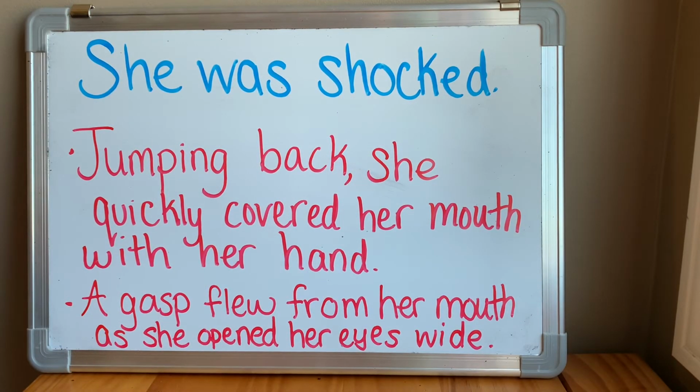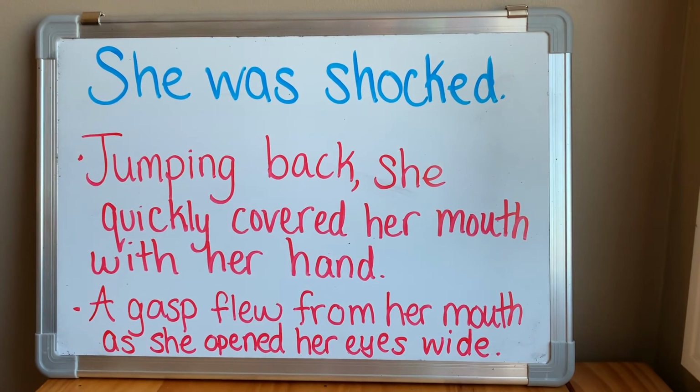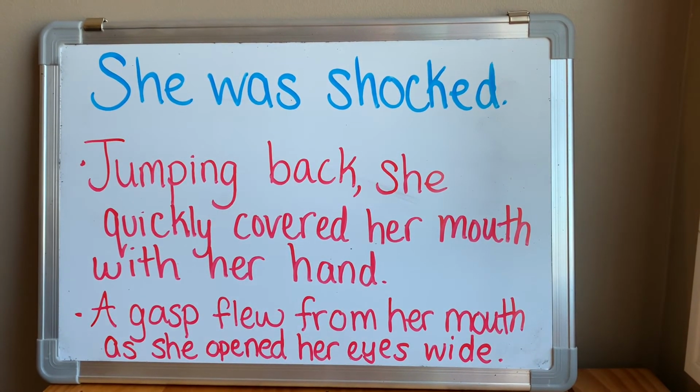Let's take a look at another example. The sentence reads, "She was shocked." Again, that's a telling sentence, and we want to show our reader, not tell them. So I came up with a few suggestions to show that our character is shocked. The first suggestion reads, "Jumping back, she quickly covered her mouth with her hand." When you read a sentence like that, you're going to make the inference that she must be shocked if she's jumping backwards and she's covering her mouth with her hand.